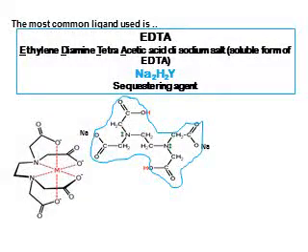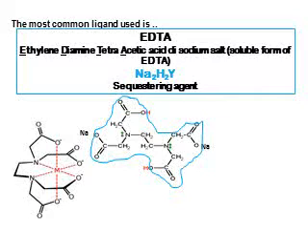The most commonly used ligand is EDTA, which is ethylene diamine tetraacetic acid disodium salt, the soluble form of EDTA. This name is very important. You must study and memorize it. It has the symbol Na2H2Y, which is also a sequestering agent.